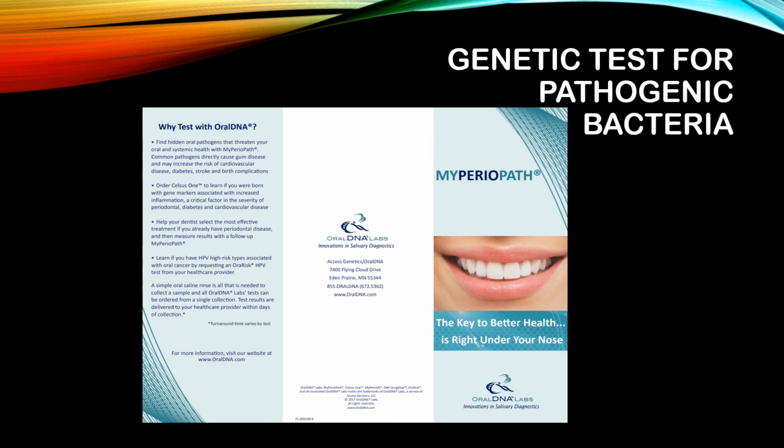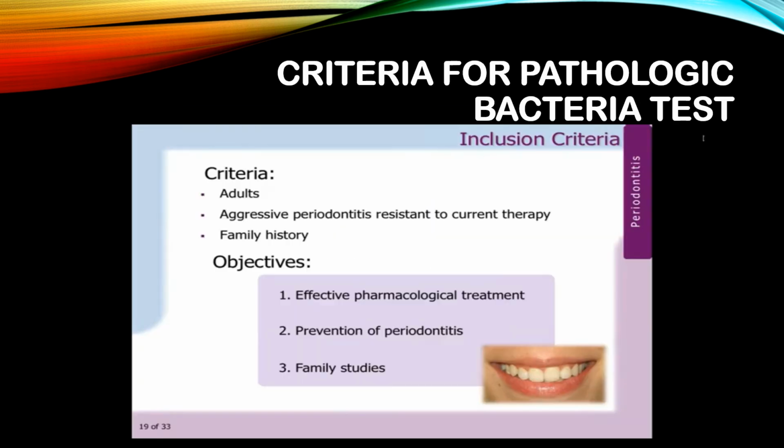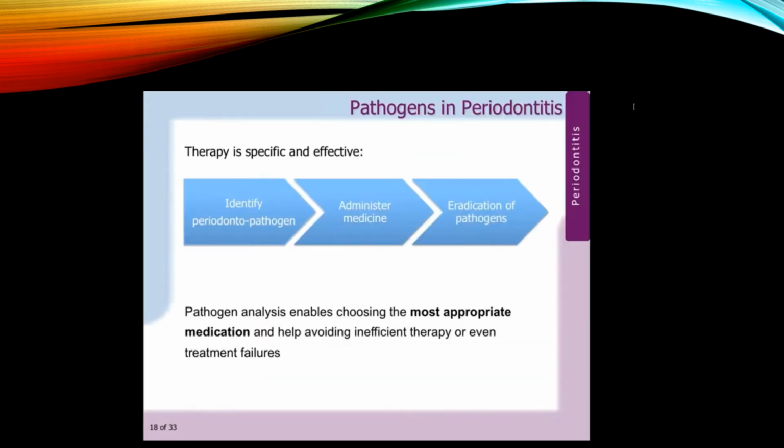One is MyPerioPath. This is specific for pathogenic bacteria. The criteria for this test are adult patients, aggressive periodontitis resistant to current therapy, and family history. Objectives for this test are effective pharmacological treatment, prevention of periodontitis, and family studies. Pathogen analysis enables choosing the most appropriate medication and helps avoid inefficient therapy or even treatment failures.